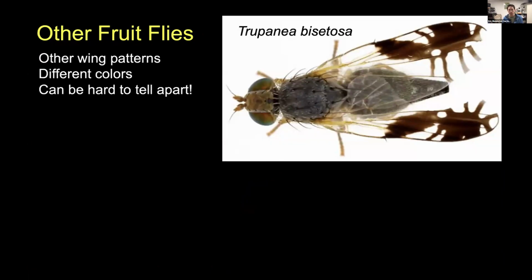Now, there are other fruit flies that aren't a problem that are present here in California. They have different types of wing patterns, they have different colors, but they can be quite hard to tell apart. So this one, Trupanea bisetosa, is a species of fruit fly that I've just seen hanging around. It's not really a problem for anything. It's not an actual pest.